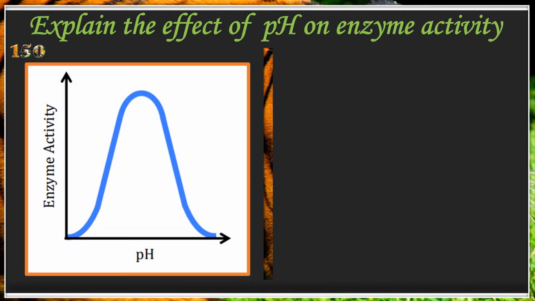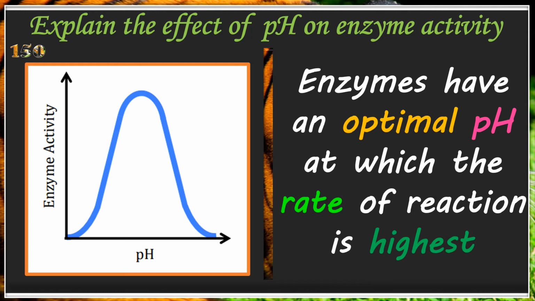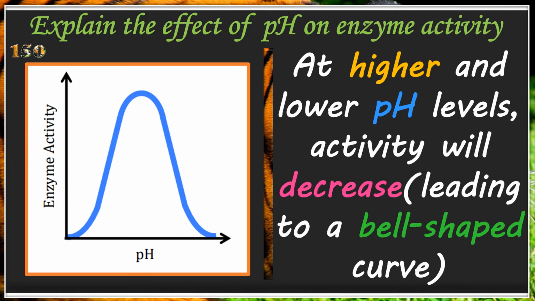Explain the effect of pH on enzyme activity. We shall use the graph on the left. Enzymes have an optimum pH at which the rate of reaction is highest. At higher and lower pH levels, activity will decrease, leading to a bell-shaped curve.